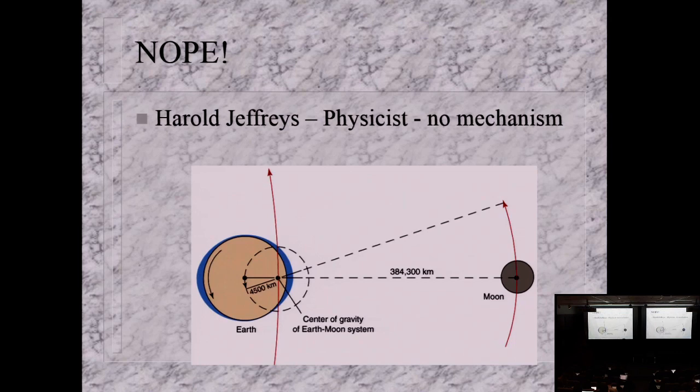Harold Jeffreys wrote a response paper that said, well, that's all very well and good, Wegener, but in order for the moon's gravitational pull to be sufficiently strong to pull rock through rock, Earth's rotation would have stopped in a few tens of thousands of years. And since we know from many different sources that not only has the Earth's rotation not stopped, it's also not slowed down appreciably, that couldn't have been.